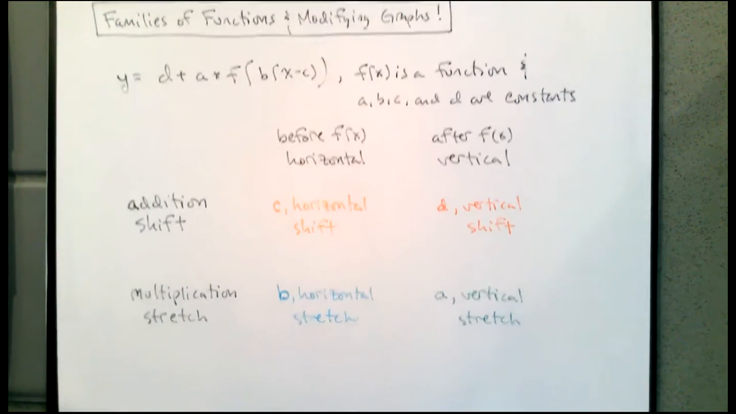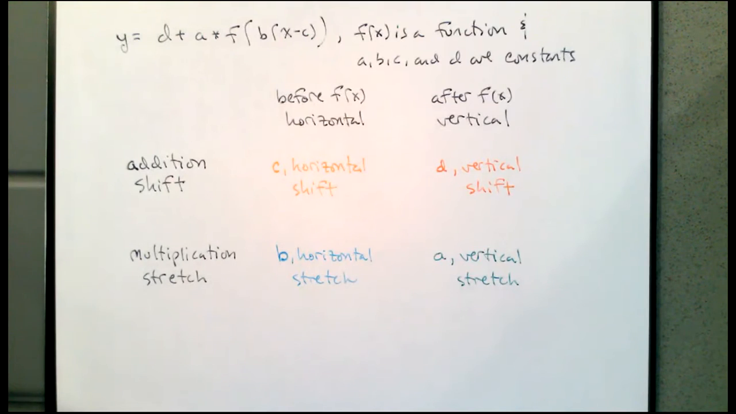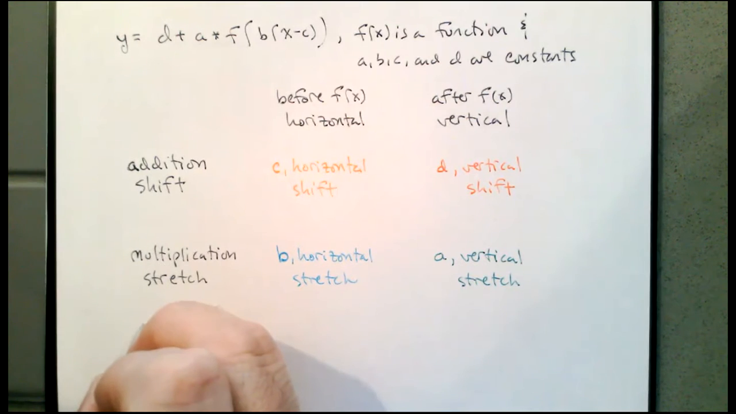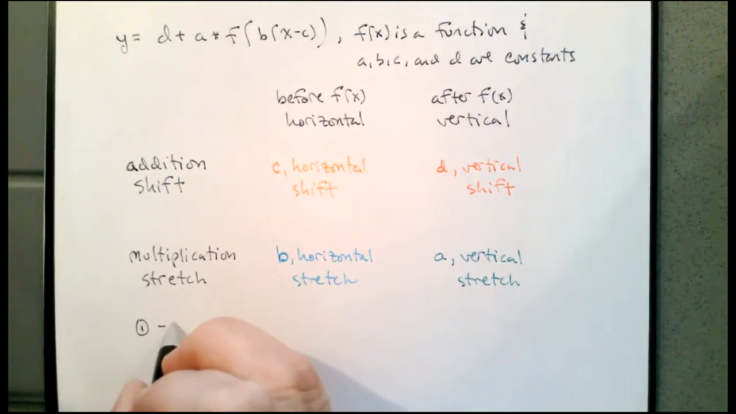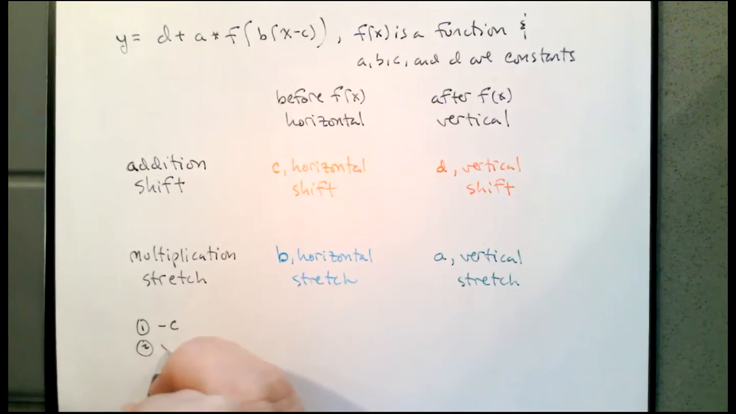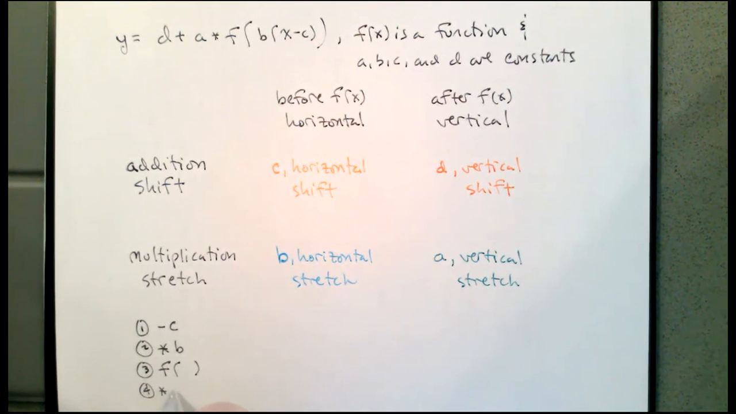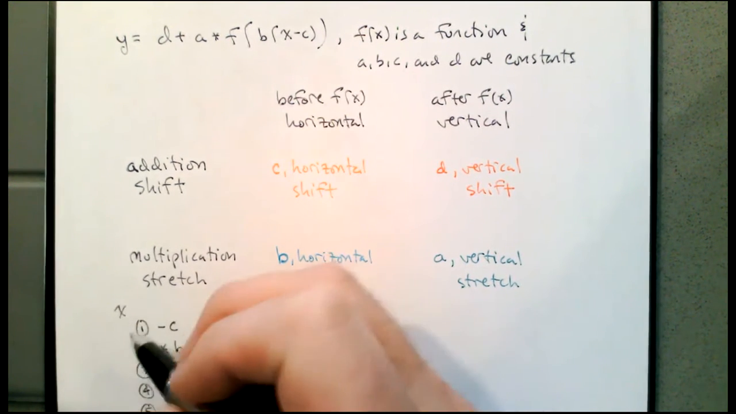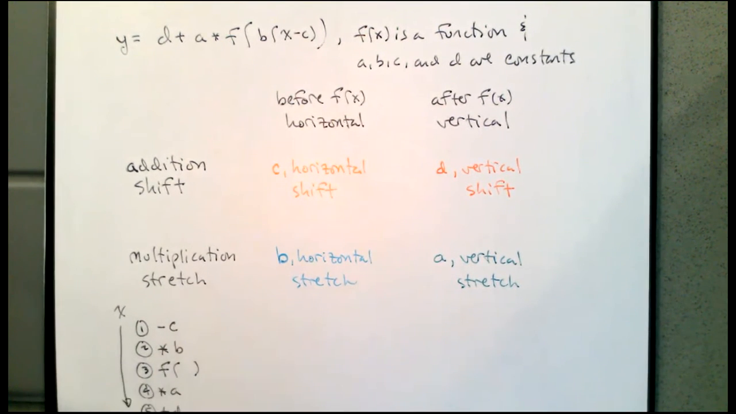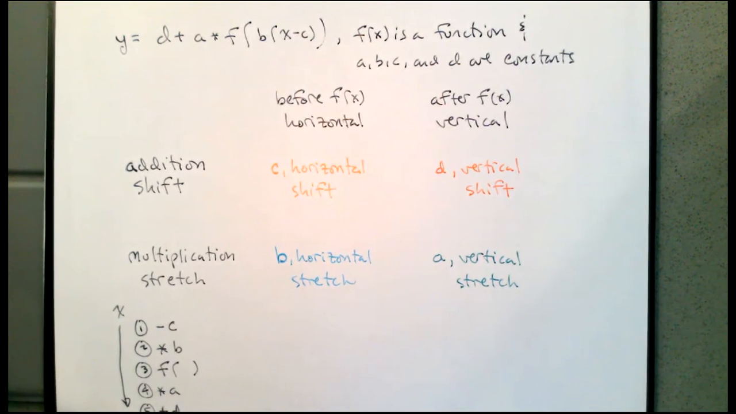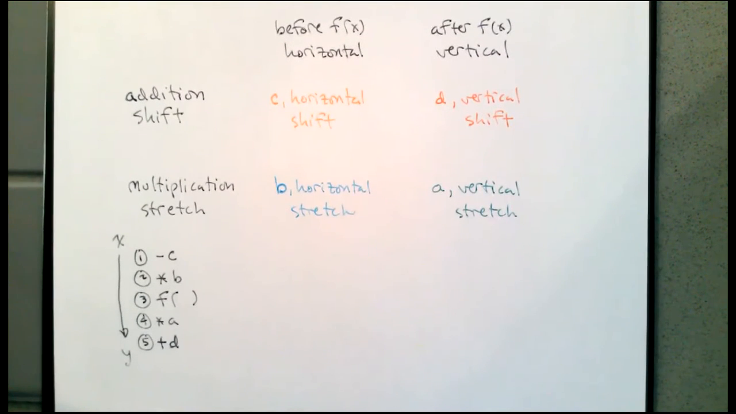If we write down the order of operations of what's going on, think about the order of operations of turning x into a y. The first thing that happens is we subtract c. Then the second thing that happens is we multiply the result by b. Then the third thing that happens is we apply the function. Fourth, we would multiply by a. And fifth, we would add d. That's how we turn x into y. That's just reading what the function is telling us to do.